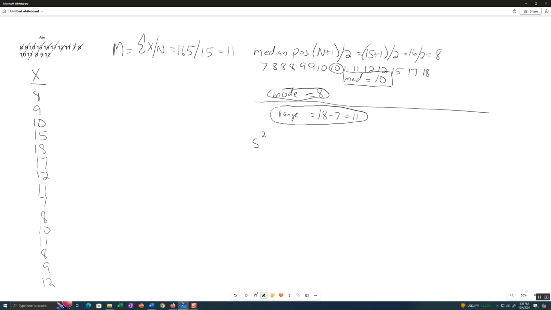Variance of a sample is s squared. So that's equal to either the sum of x squared minus the sum of x quantity squared over n, all over n minus 1. Or the sum of x minus M quantity squared all over n minus 1. So one of these two formulas, I'll do both. But start with the one on the left here. So I'm going to find the x squared values. These I can do in my head pretty much.